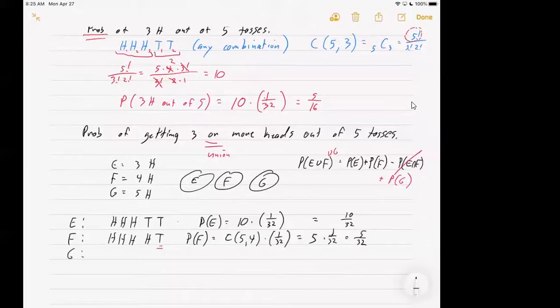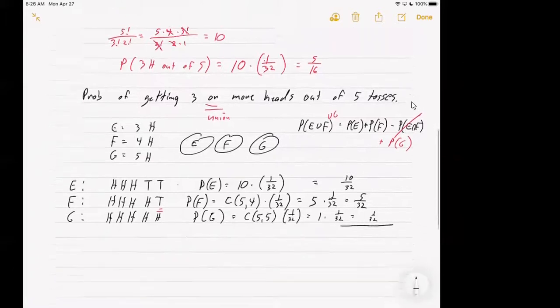And then for G, it's possible that we could get all heads. Well, that was the first question. What's the probability of G happening? That's just 1 in 32. It's actually C5 taken 5 at a time times the probability, 1/32. Well, if you have 5 things that are all the same, there's only one way to order them. So we end up with 1 times 1/32. So that's 1/32.